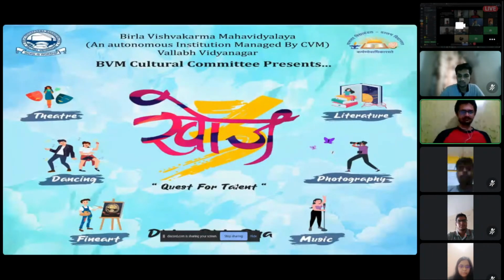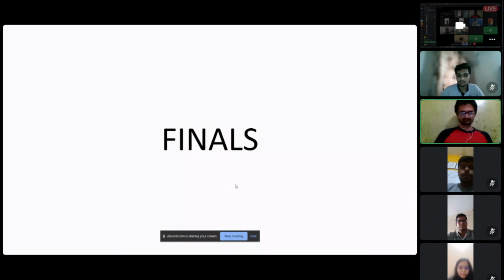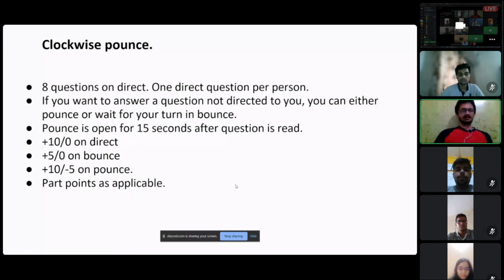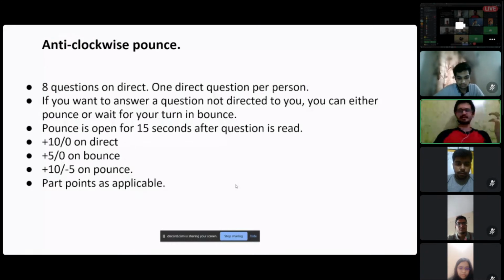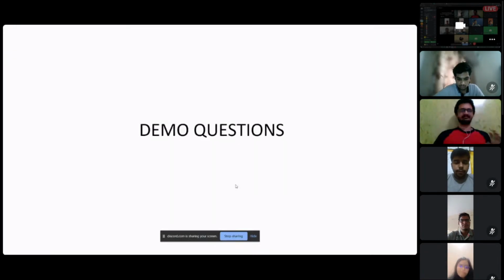So welcome once again. This is the final round of the GK quiz. Like I said, what I explained orally is being written here in the form of text. So there are two types of bounce and pounce rounds. One is clockwise, where direct questions will move from P1 to P8, and there will be an anti-clockwise round, which will move from P8 to P1. So we have 5 rounds, and alternately we'll take that into account. So let's just have a demo question first.